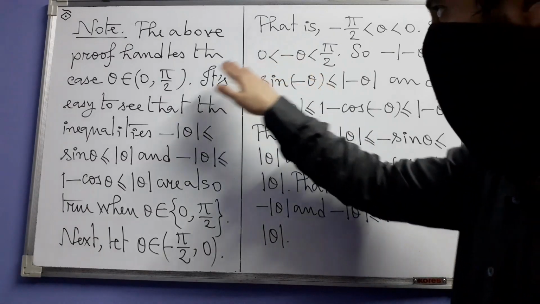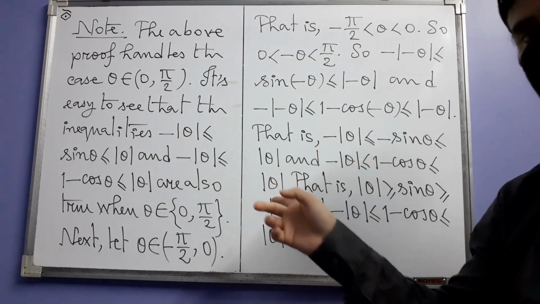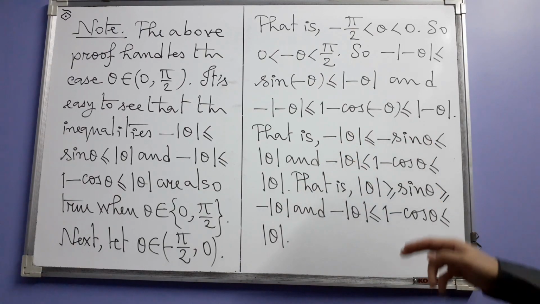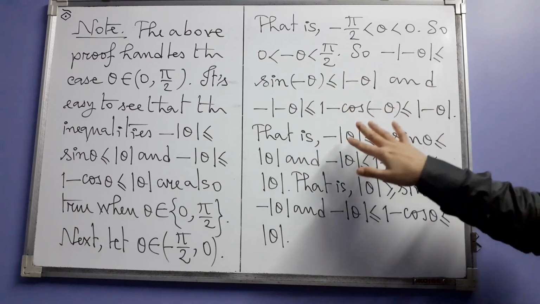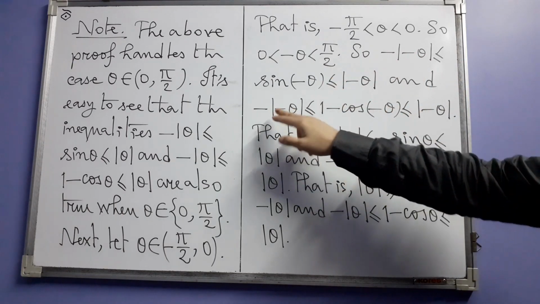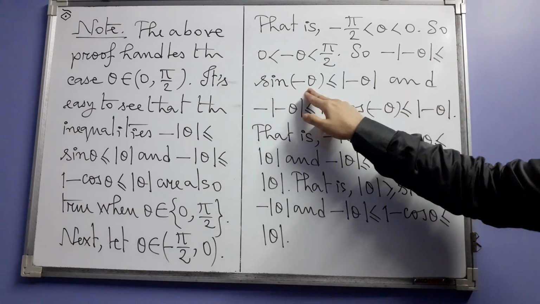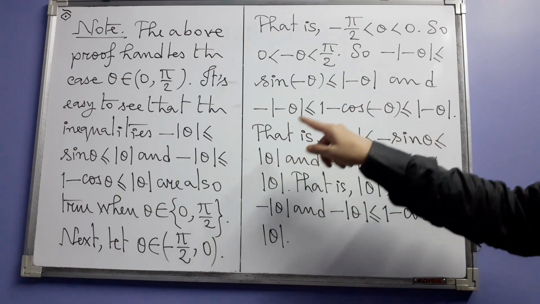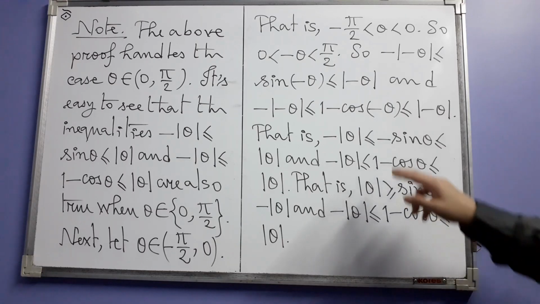So minus theta is an angle like this. So you can apply the inequalities with minus theta in place of theta. Say I do that. Okay, minus mod minus theta, all these things I do. We can see minus mod minus theta, here sine of minus theta, here mod minus theta. And here also in the second set of inequalities, all the thetas have been replaced by minus theta.